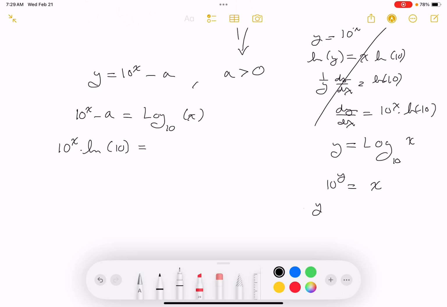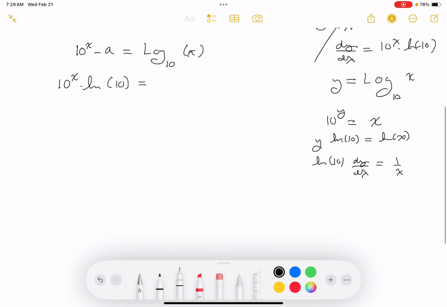And what do you get? y ln 10 equals ln x. Well, I can differentiate this. What do you get? ln 10 dy/dx equals 1 over x. And what do you get there? dy/dx equals 1 over x ln 10. And write that down. It's going to be 1, and then you get x ln 10.